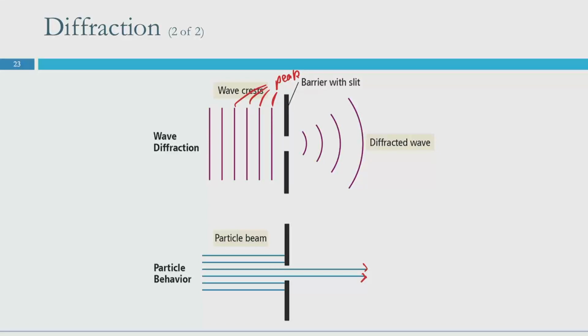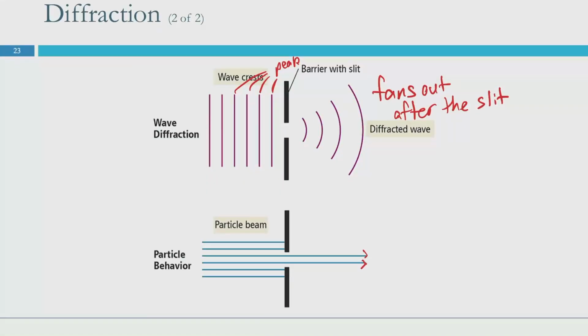Right, so these are all peaks or crests of the waves. We're not showing the troughs. So it's traveling sideways, and then it fans out after the slit, which is kind of nifty. So that's one way that you can tell that something's got wave-like behavior, is if it diffracts. If it doesn't diffract, then it's got particle behavior.